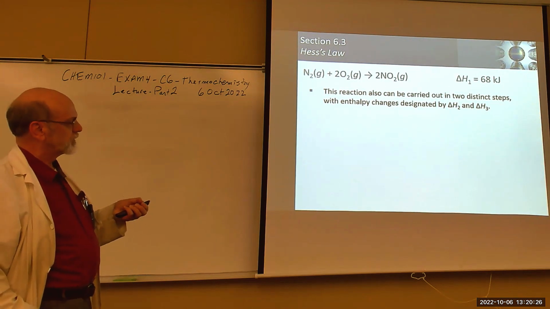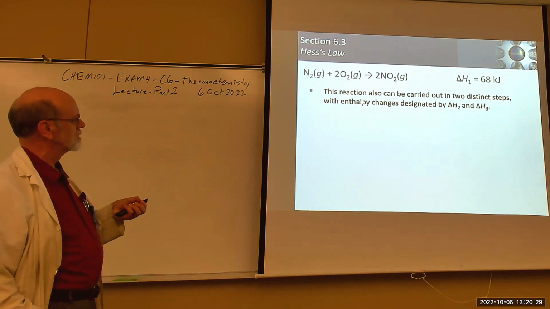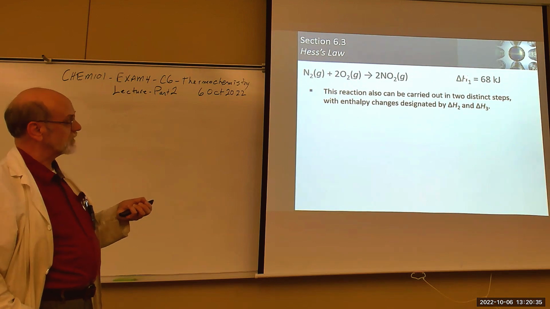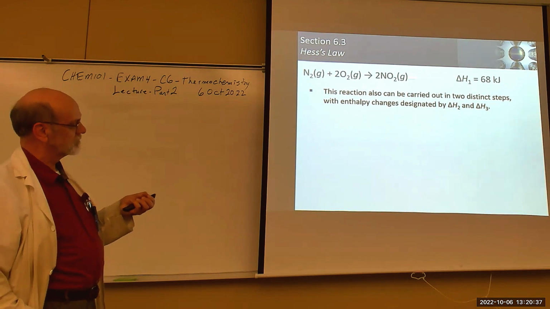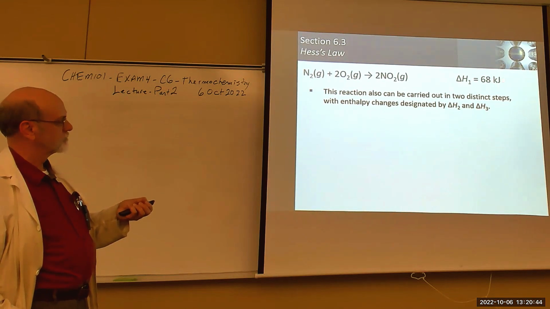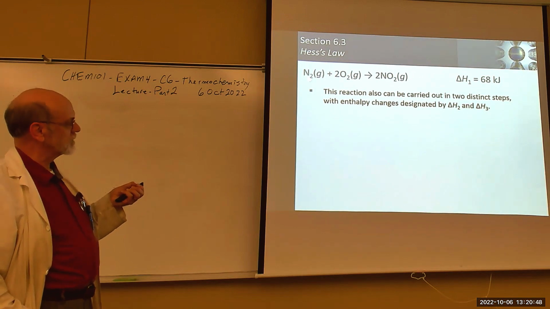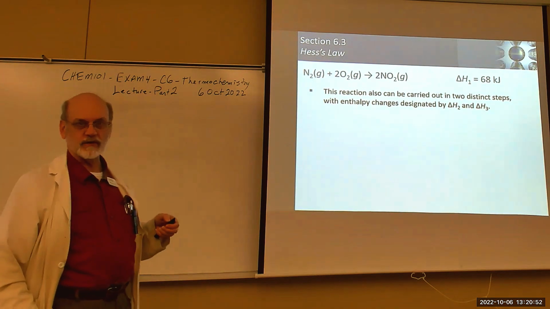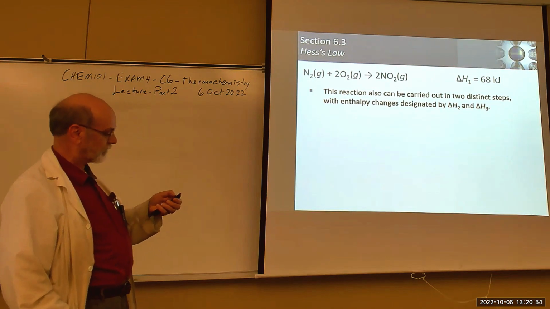Oh, this is the overall equation, okay? So we're saying this is the enthalpy value for that equation. And notice they don't put any units here in the denominator. So this will be 68 kilojoules for every mole of nitrogen, or 68 kilojoules for every 2 moles of oxygen, or every 2 moles of nitrogen dioxide.